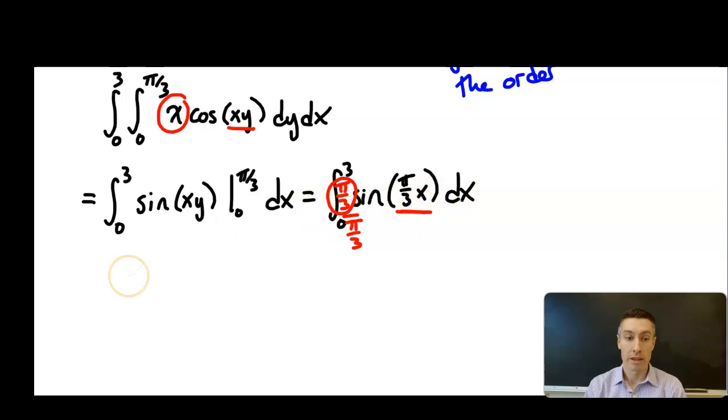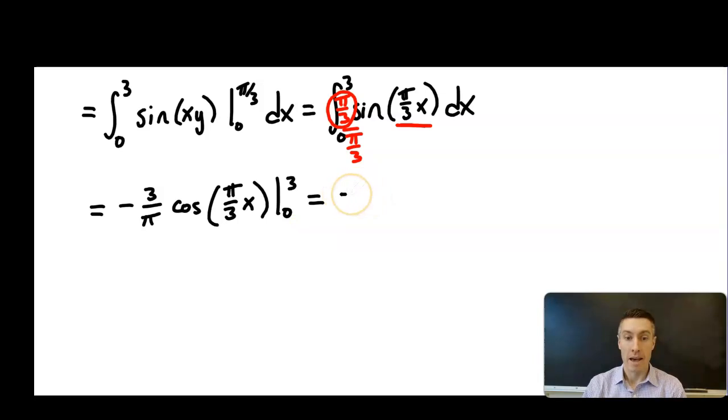So we'll think about this as integrating sine of u. So that's going to be negative. We'll flip that, so 3 over pi, right? 1 over pi over 3, or 3 over pi. The negative is because the integral of sine is negative cosine. And then we have pi over 3x, and we're evaluating that from 0 to 3.